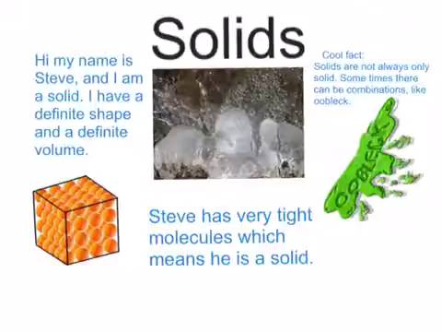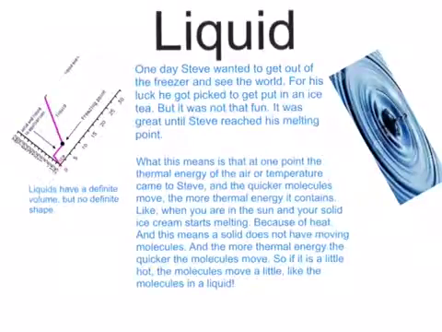Also, I have a cool fact. Sometimes solids are not always only solid. There are combinations. For instance, oobleck. Now, what is oobleck? It's one of these gooey things here, but not just gooey. If you punch it or something like that, it will be hard to touch. But if you gently go in with your fingers, it will be liquidy. So yeah, that's a cool fact. Well, anyway, continuing with the story.